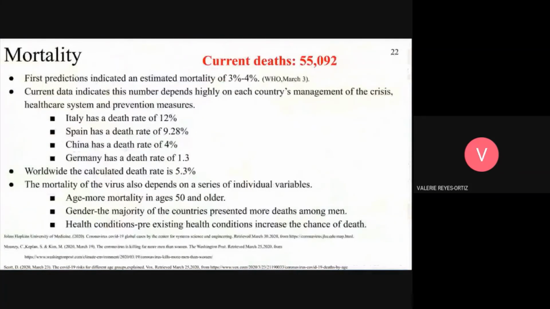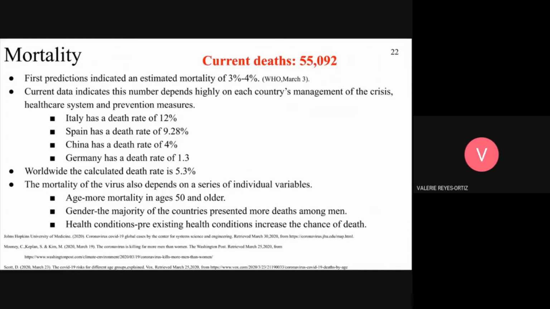So according to data until today, the death rate is 5.3%, which is calculated by dividing the amount of deaths and number of cases. So this shows that the majority of people are able to recover. However, this is not a reason to stop taking preventative measures. The number of deaths depends highly on the country's management and prevention towards the crisis.